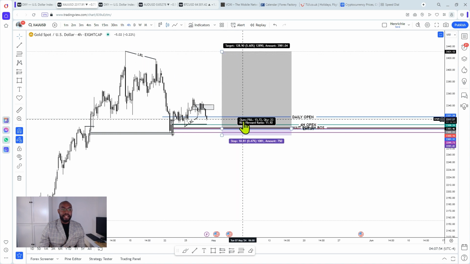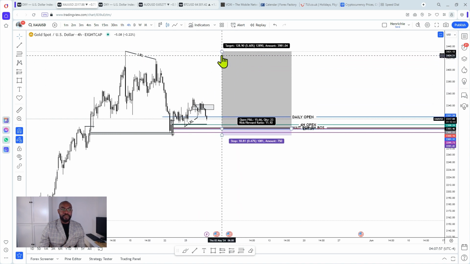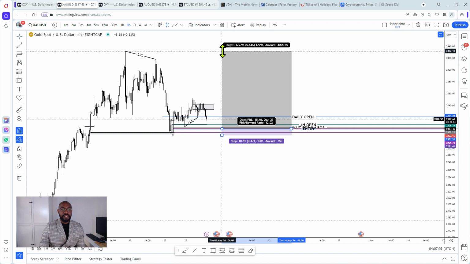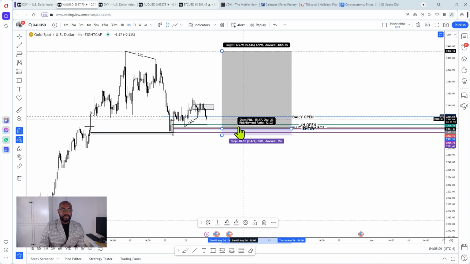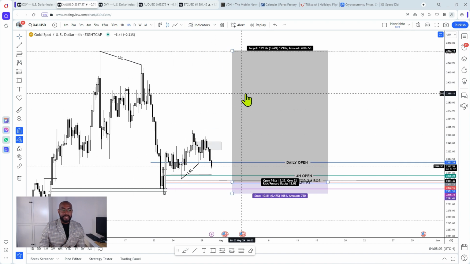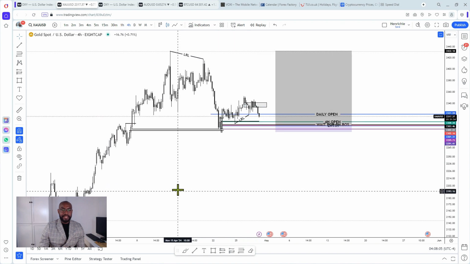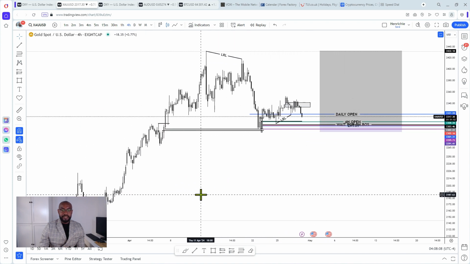Once we take this high, I'm going to be on the sideline. So overall, this is almost a 1:2. It's literally a 1:12 risk to reward ratio. And hopefully we do get that trade this week.